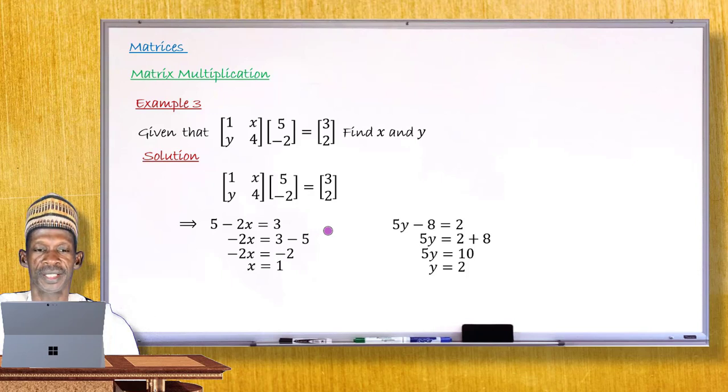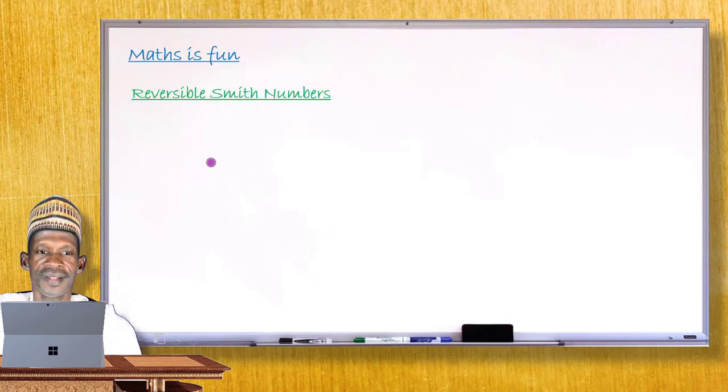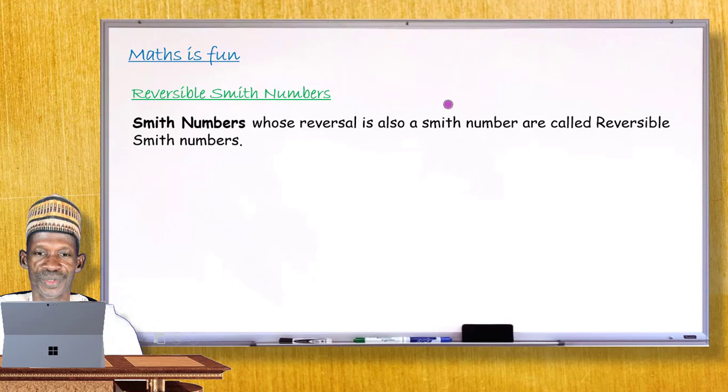Let me just move to the last segment and explain the special group of numbers called reversible symmetric numbers. So let me explain, my dear student, what reversible symmetric numbers are. Symmetric numbers whose reversal is another symmetric number are called reversible symmetric numbers. So all reversible symmetric numbers are indeed symmetric, but it is those whose reverse is also another symmetric number that we call reversible symmetric numbers.